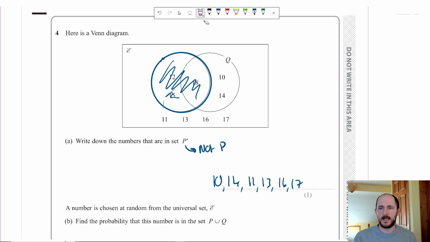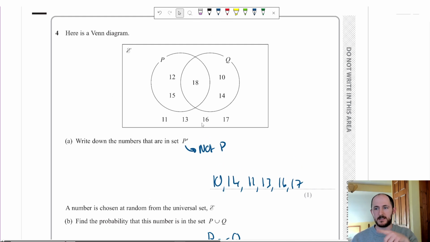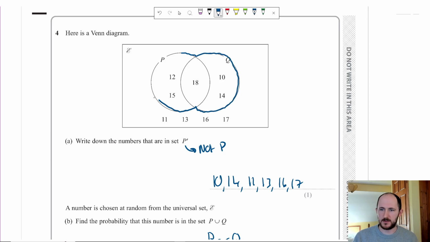Cool. Now, what about this thing here? Now, your teachers might have called this P union Q, something like that. I like to think of it as P or Q. So find the probability that the number is in the set P or Q. So if I pick one of these numbers, how likely is it that I pick a number that's inside one of these two circles? Well, again, here's what I do. If it's P or Q, it means we're looking at everything inside these two circles.